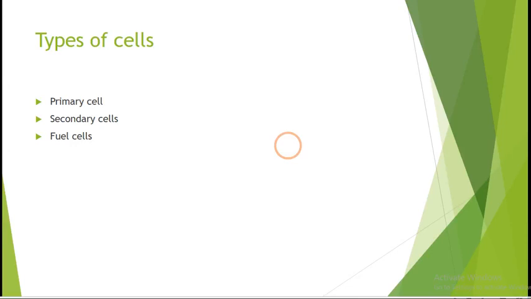Second point, secondary cells. Secondary cells are used for such applications. They are rechargeable and can be reused. The chemical reactions in secondary cells are reversible. Lead acid cells and fuel cells are some of the examples of secondary cells.